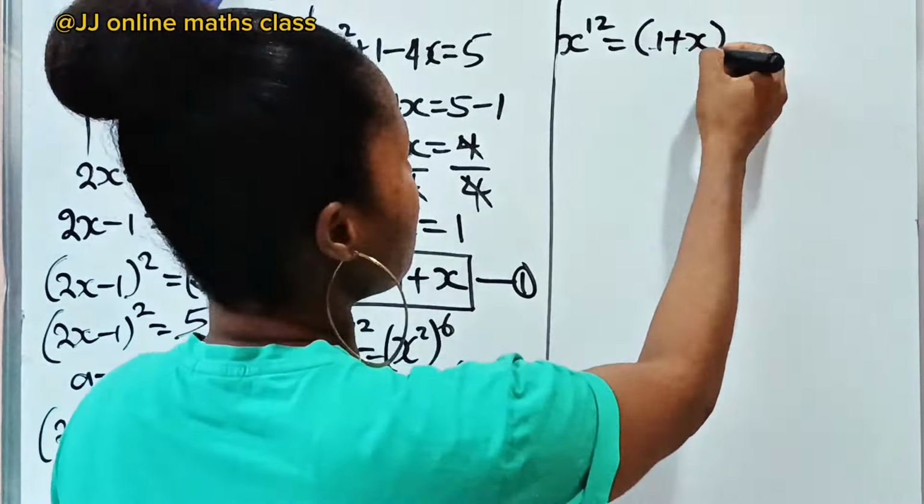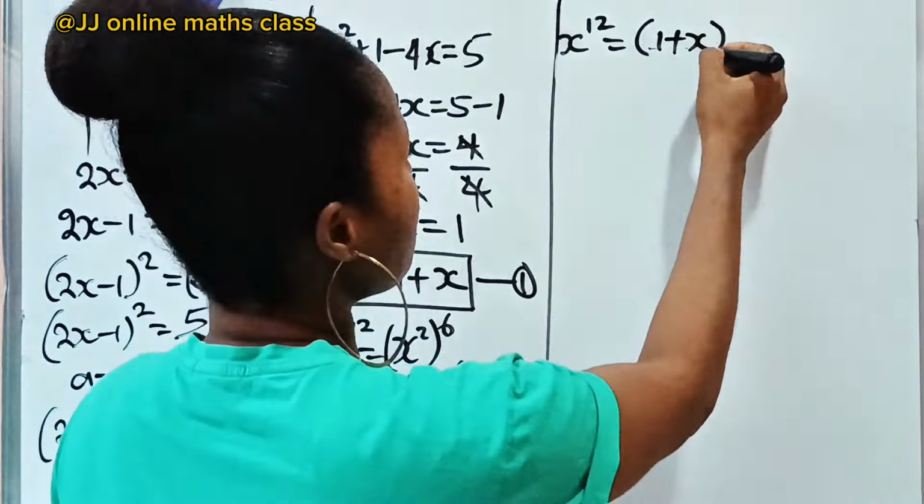So we have x to the power of 12 is going to be equal to, so 1 plus x squared will give us a squared, that is 1 squared, plus b squared, that is x squared, plus 2 times our a, which is 1, and our b, which is x. All right, so this is what we are going to have.